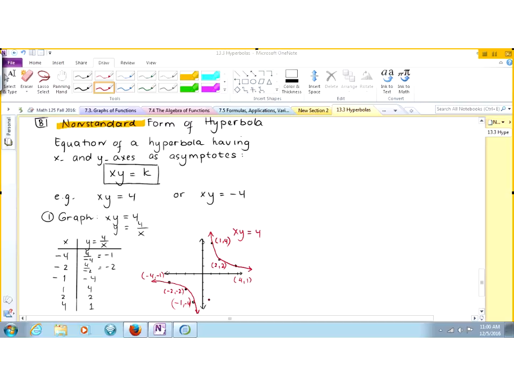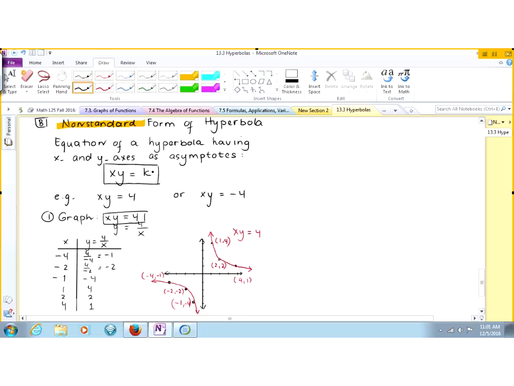Do you want to draw the other one, xy equals negative 4? It's almost the same thing, but it's going to be here and here. So maybe we don't need to do that, do we? This one, xy equals negative 4, is going to be right here. Same thing, the asymptotes are the x-axis and the y-axis. So that's non-standard.